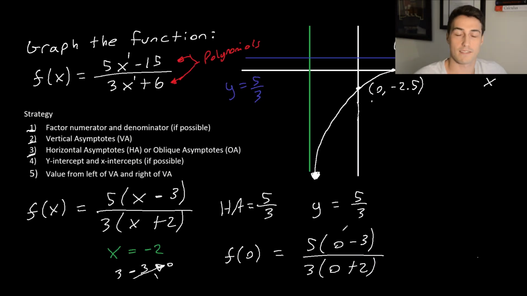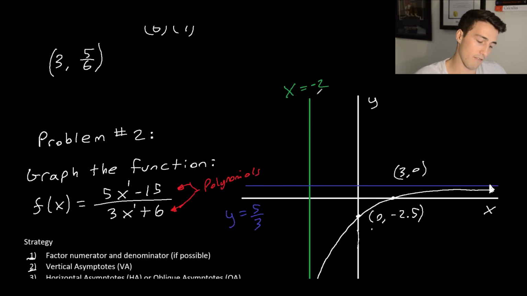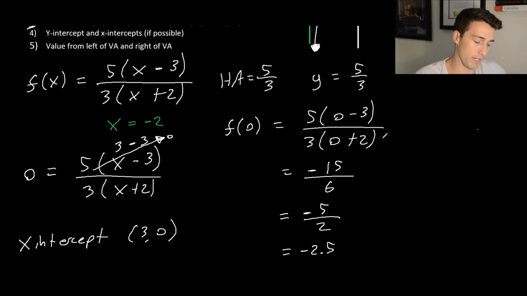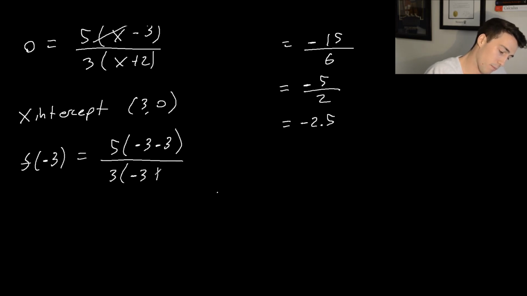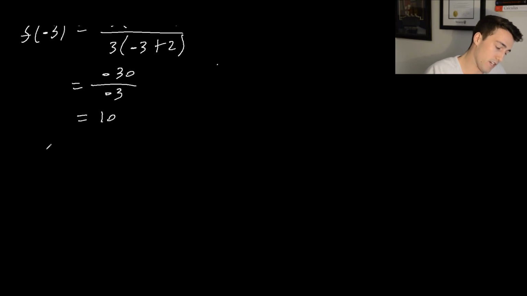Now we're going to do the last step, which is to test a value that's to the left of the vertical asymptote. In this case, we have negative 2, so I'm going to test a value of negative 3. So f of negative 3 is equal to 5 times (negative 3 minus 3) over 3 times (negative 3 plus 2). This is going to be negative 30 on top, divided by negative 3. So we're going to get a value of 10, and again, we have another point here, which is (-3, 10).